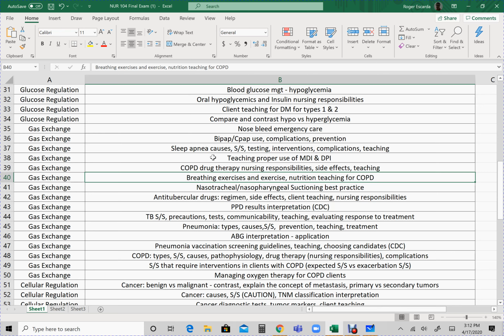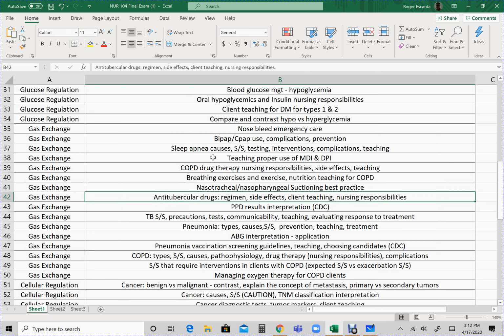Breathing exercises, namely pursed lip, diaphragmatic exercise or abdominal breathing. Nutrition teaching, how many calories, what it should be made of, what to do to improve nutrition in COPD patients. Suctioning, this one is specifically on nasotracheal and nasopharyngeal suctioning. I believe that is in chapter 28 under oxygen therapy.